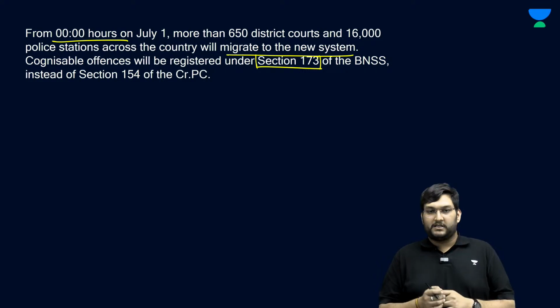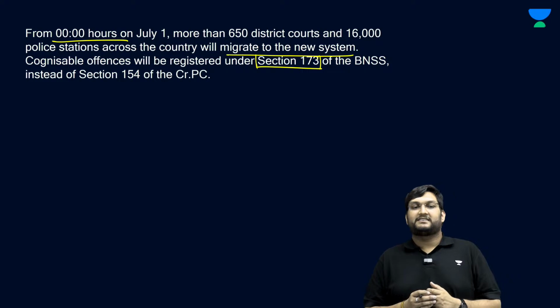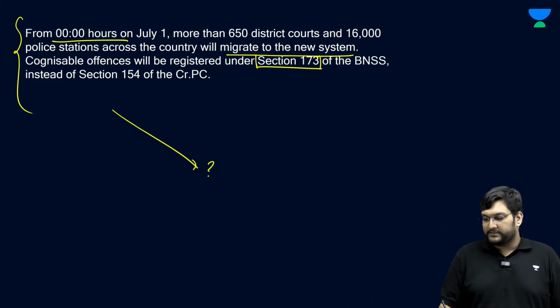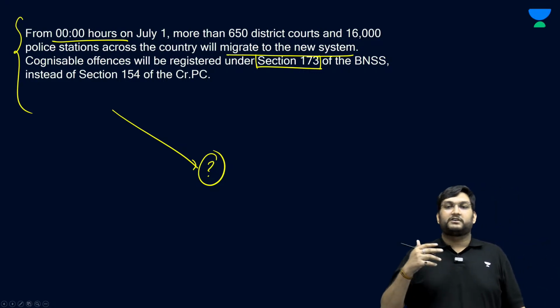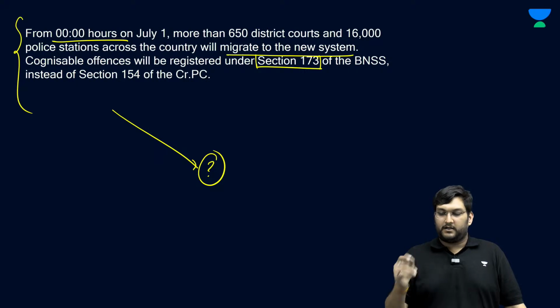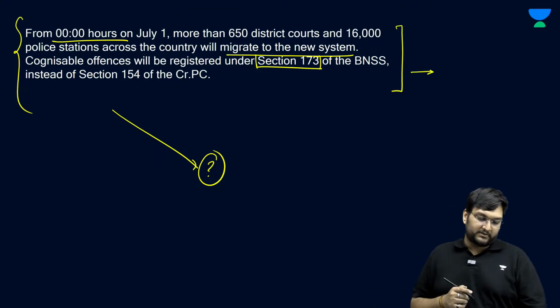There will be the cognizable offences of what we call FIRs, which will be done rather than under section 154. Now this again creates a lot of questions in the mind of an aspirant. What is BNSS? What is it replacing? And let's try to understand a certain controversial issue here also with regards to the police custody concept.